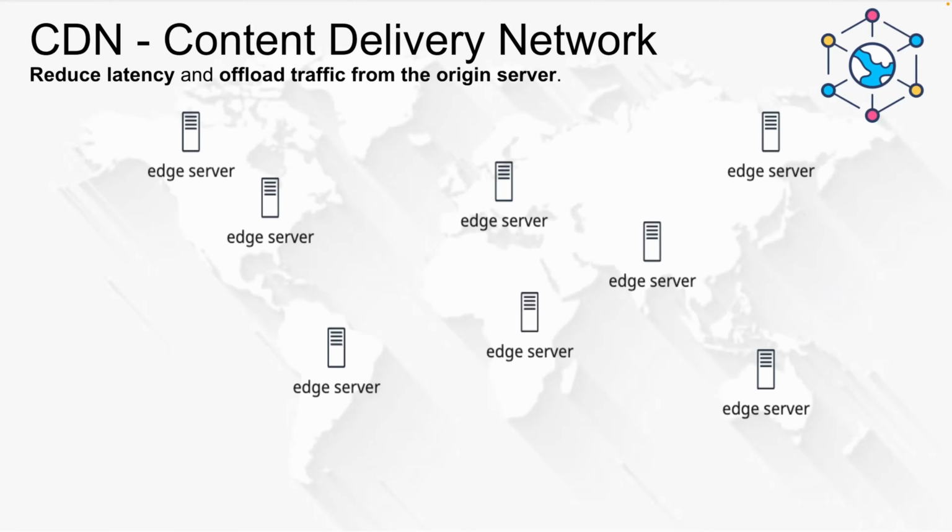Content delivery network is another concept in system design. It can be known as a building block, and the idea is simple: to reduce latency and offload traffic from the origin server. It's a combination of two concepts: edge servers and caching for each.